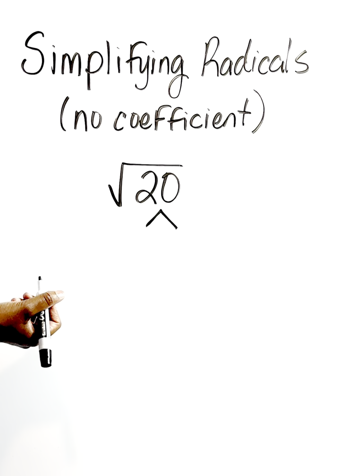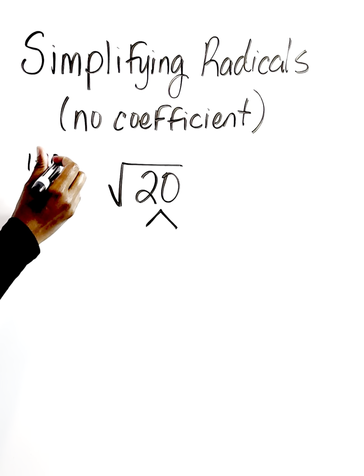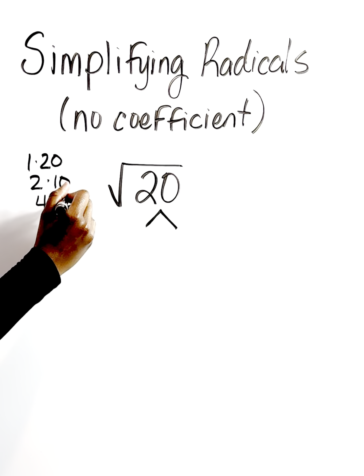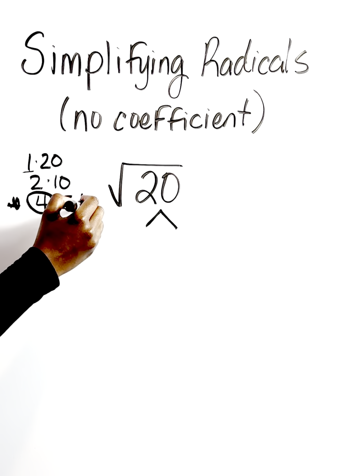All right, so if I list the factors of 20, I have 1 times 20, I have 2 times 10, and I have 4 times 5. So we're trying to figure out of all these values, which one is going to be a perfect square root. Now I know 1, of course, is a perfect square root, but we want to pick a value that's outside of 1. So in this case, it's going to be 4.